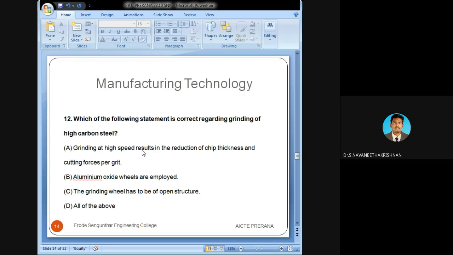The answer is all of the above, because for grinding of high carbon steel, all the above statements are involved and correct. Grinding at high speed results in reduction of the chip thickness and also the cutting forces per grit. In this cutting process, aluminum oxide wheels are employed, and also the grinding wheel is of open structure. So all three statements are correct.